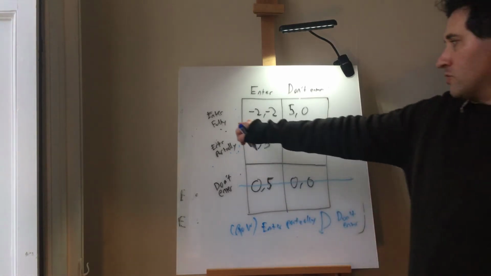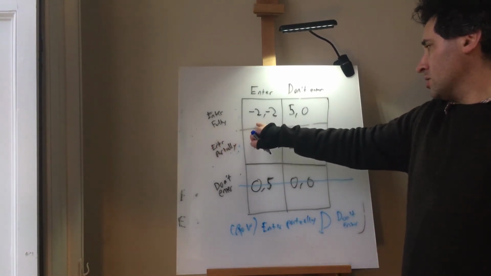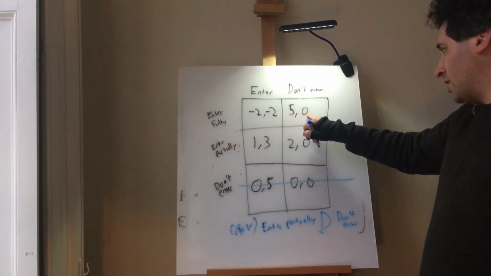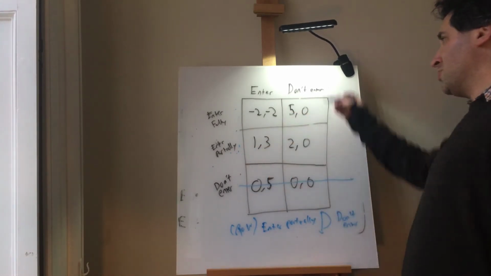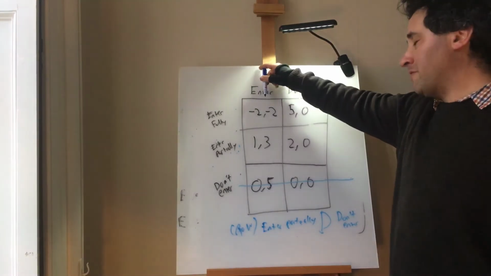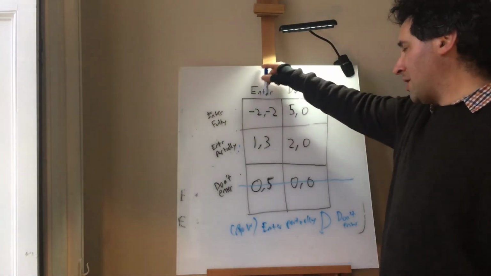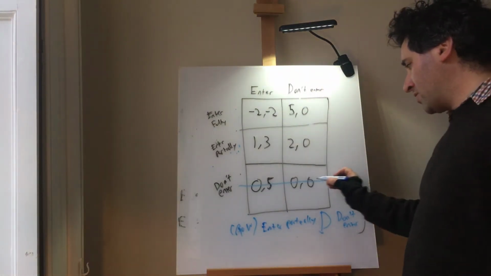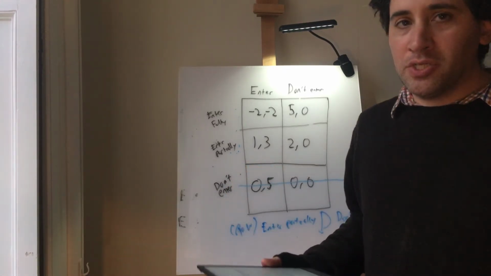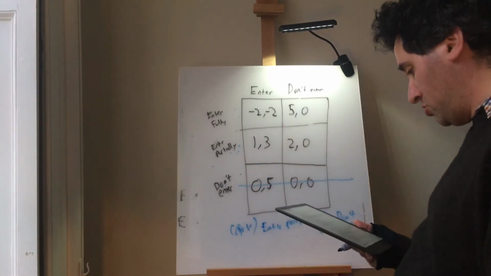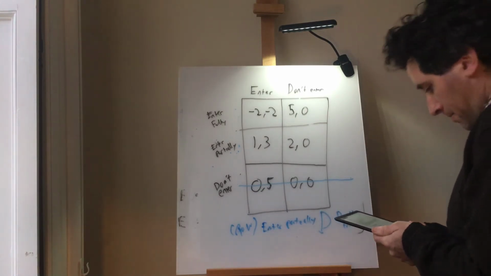If row enters fully, column is better off not entering. If row enters partially, column is better off entering. So nothing is dominated and nothing is dominant for column, even after we've removed this strategy of row. So iterated strict dominance doesn't necessarily get us to some unique solution. Okay.